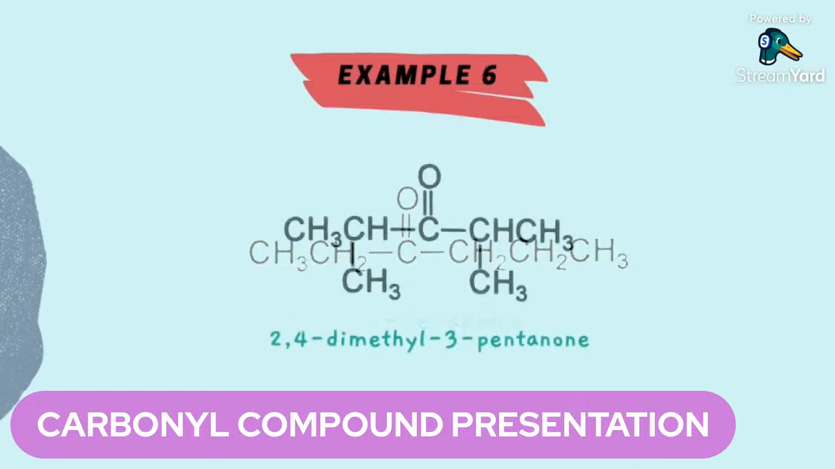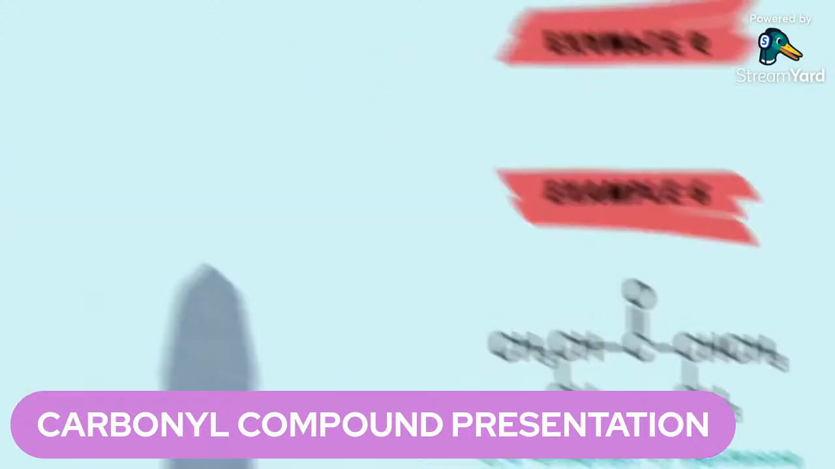Another example: starting with the C=O again, we get the longest carbon chain with 5 carbons and name it pentanone. Again, the position of the C=O is at carbon number 3, but we also have 2 methyl groups as substituents at carbon number 4 and carbon number 2. And the full name will be 2,4-dimethyl-3-pentanone.